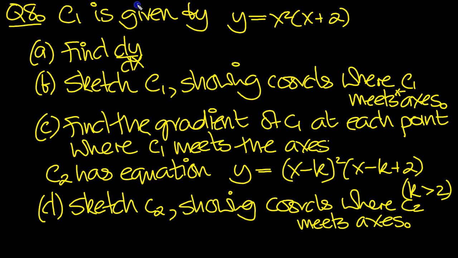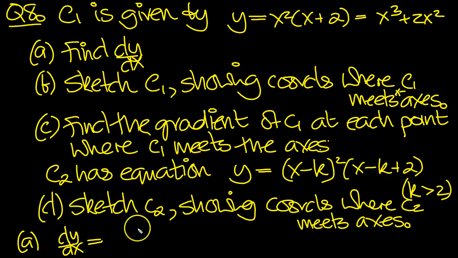Okay, so C1 is given by this curve here. It's a cubic curve, so it's going to go up, down and up. Find dy/dx, so let's do part A. I'm just going to expand this bracket first. It's going to be x cubed, and then 2 lots of x squared. Differentiating that, the 3 comes down, use the power rule, 3x to the 1 less, which is 2, plus the 2 comes down to be with the 2, to make 4, x to the 1 less, which is 1, so it's 3x squared plus 4x.